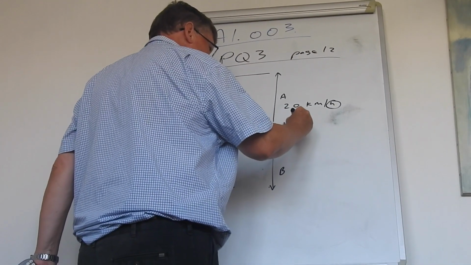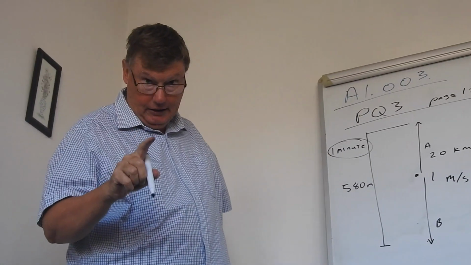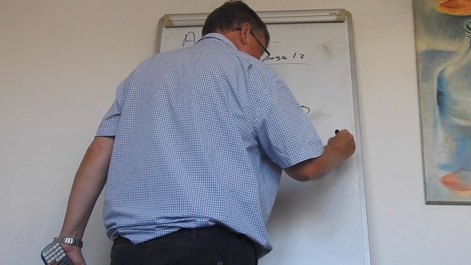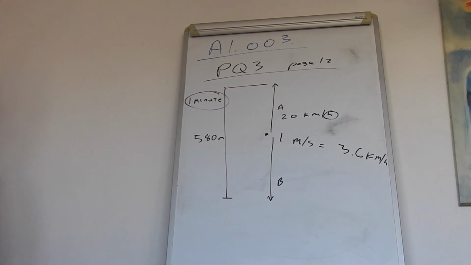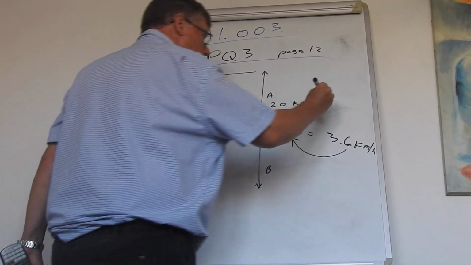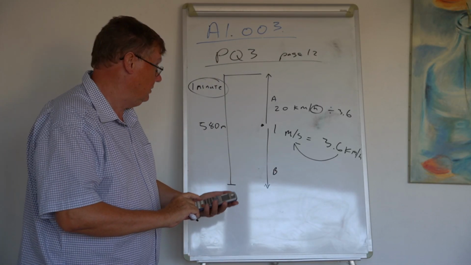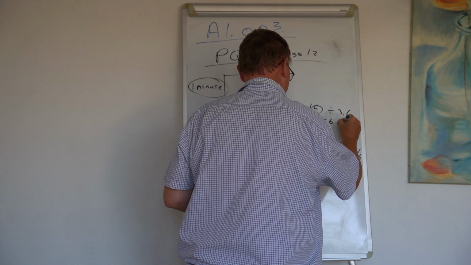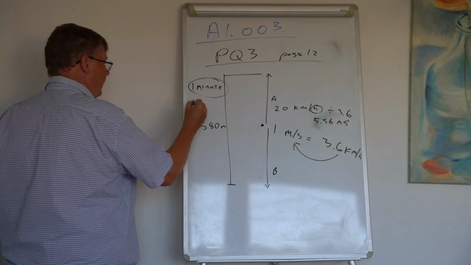If I travel at 1 meter per second, and I travel for 1 hour, which is 3,600 seconds, I will travel 3.6 kilometers. 3.6 kilometers per hour is 1 meter per second. So to convert from kilometers an hour back into meters per second, I divide by 3.6. That hopefully is something you all know. 5.56 meters per second. Excellent. And this is 60 seconds.